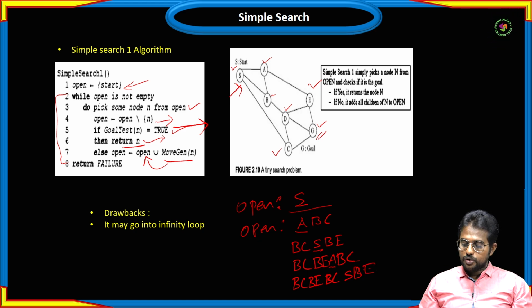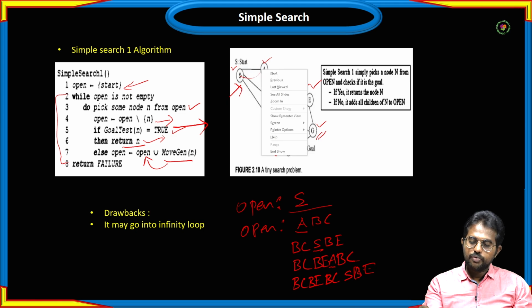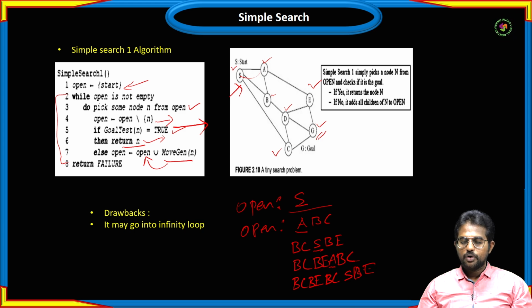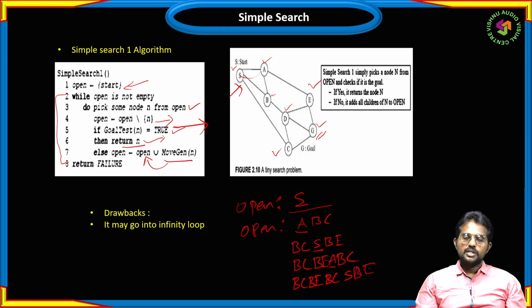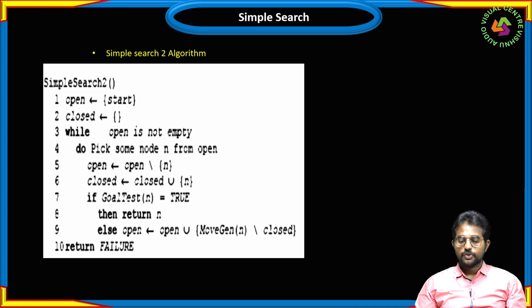So from this one also, if this is the cycle, then we are stuck in a loop, that is we are going from S to A and we are going from A to S. So like that this infinity loop may exist in the simple search one. This drawback, the infinity loop, will be eradicated in the simple search 2 algorithm. So this is the simple search 2 algorithm.